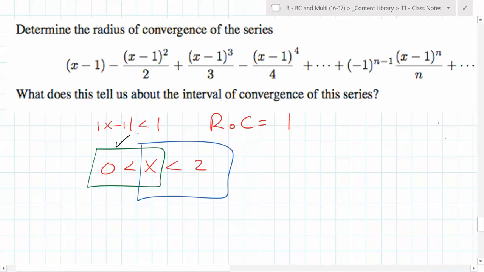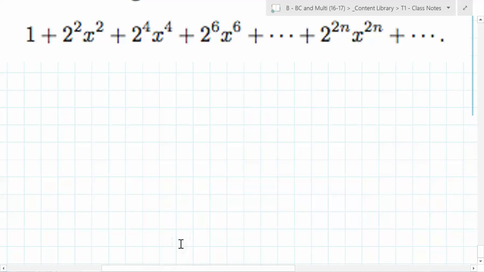I think 0 worked. Did 0 work? No, it was negative the entire time. So this didn't work. But what about 2? Yes, 2 became the alternating series. It did work. So the interval of convergence takes a little bit more work. But finding the radius is just going from the center to the edge of the absolute value expression. That's it. Yes, you have to test the endpoints.